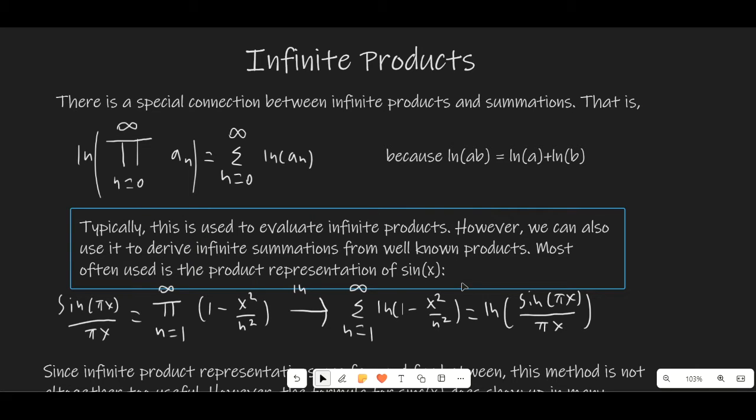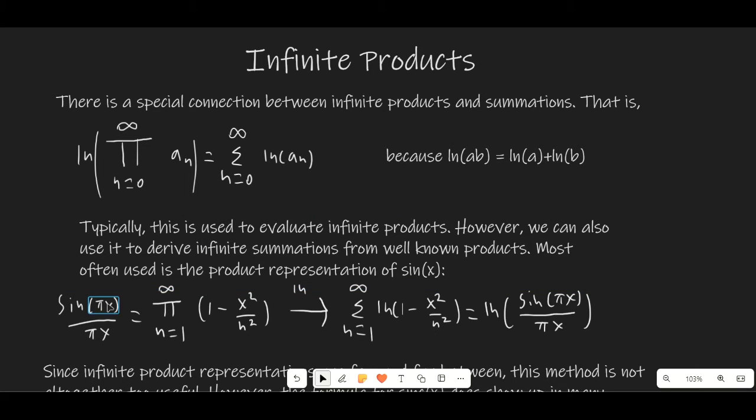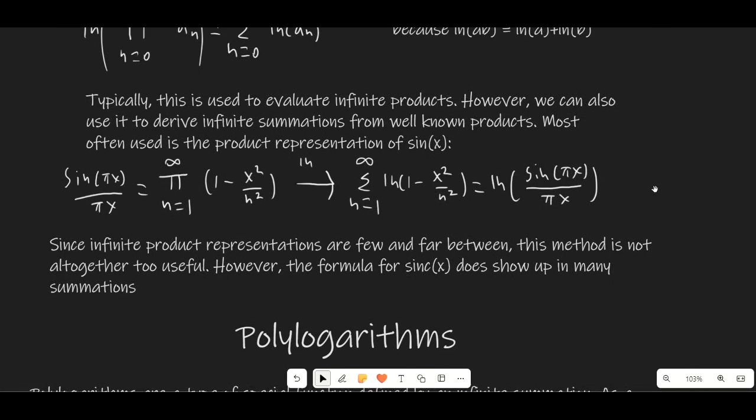product representation of sine of x. So sine of pi x over pi x is the same as the product from n equals 1 to infinity of 1 minus x squared over n squared. So taking the natural log on both sides, we get that the sum from n equals 1 to infinity of natural log of 1 minus x squared over n squared equals natural log of sine of pi x over pi x. So that's something always to keep in mind.